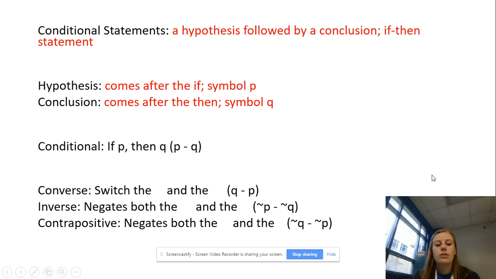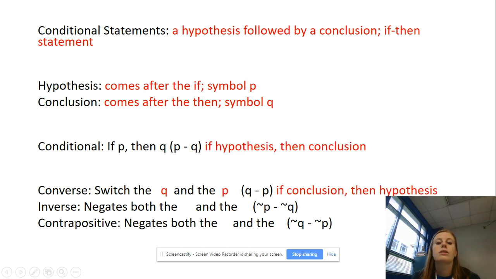We're going to be making three other statements using our first initial conditional statement. So the very first statement that you're going to make is going to be conditional, using if, then. And then we're going to use that to make a converse statement. And all we're doing in the converse statement is we're going to switch the P and the Q so that the Q comes first and the P comes last. So then that will read if conclusion, then hypothesis.